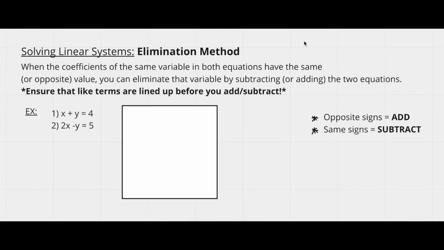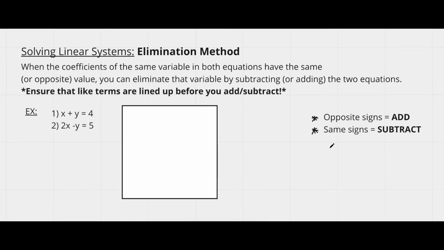Okay, here we have an example of a linear system that we're going to try to solve using elimination. So we have the first equation, x plus y equals 4, and the second equation, 2x minus y equals 5. One thing to note is that when we have opposite signs, meaning one positive coefficient and one negative coefficient of the same number, then we want to add the two equations together to cancel them out. Otherwise, if they're both positive or both negative coefficients of the same number, then we want to subtract them. Let me do a quick example to demonstrate that.